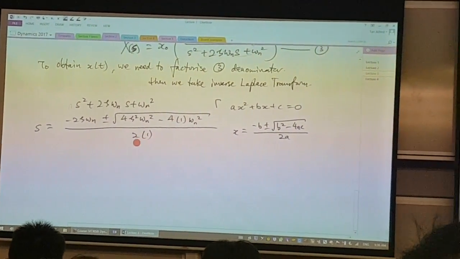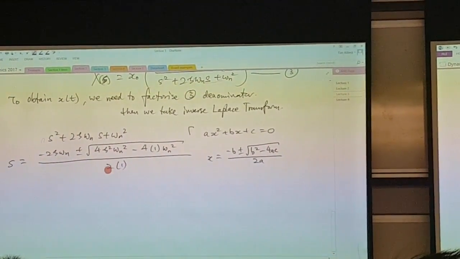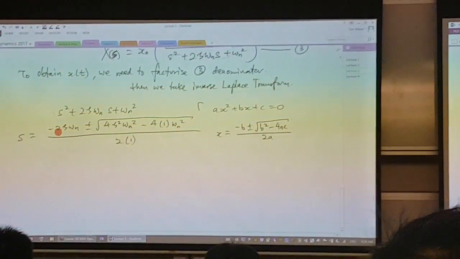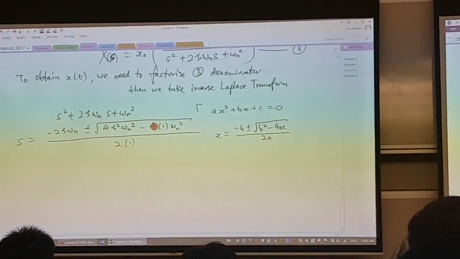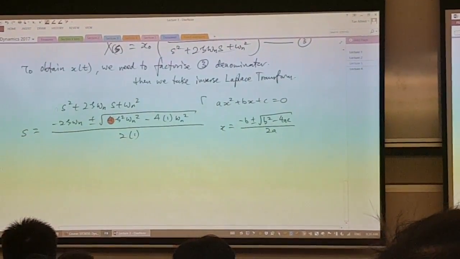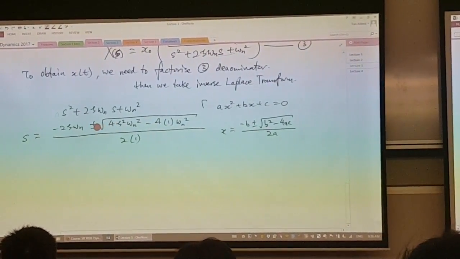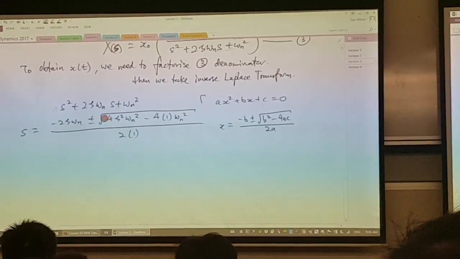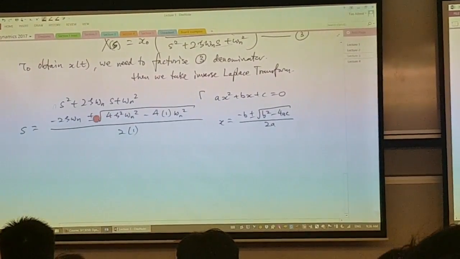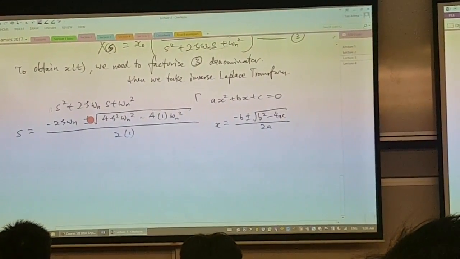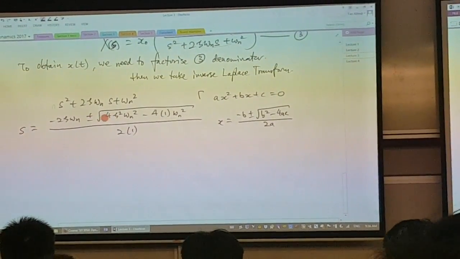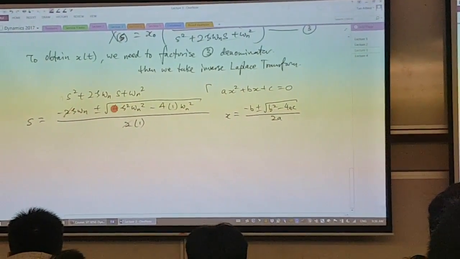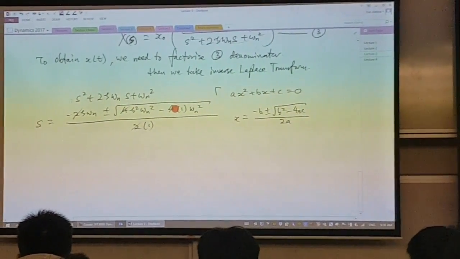So I can see that there's a common factor at the bottom here too. There's a 2 over here, and there's a square root 4 and 4. So what I'm going to do is take out that square root 4 outside. If I take out square root 4 outside, that will become 2, because square root of 4 is equal to 2. So this and this will cancel out.